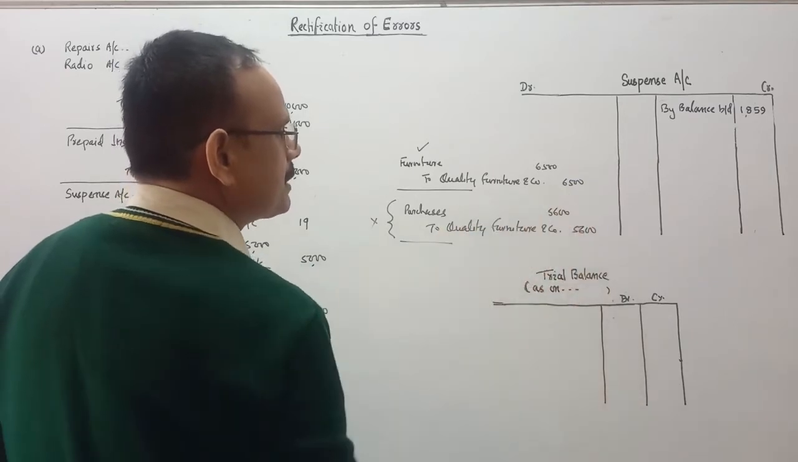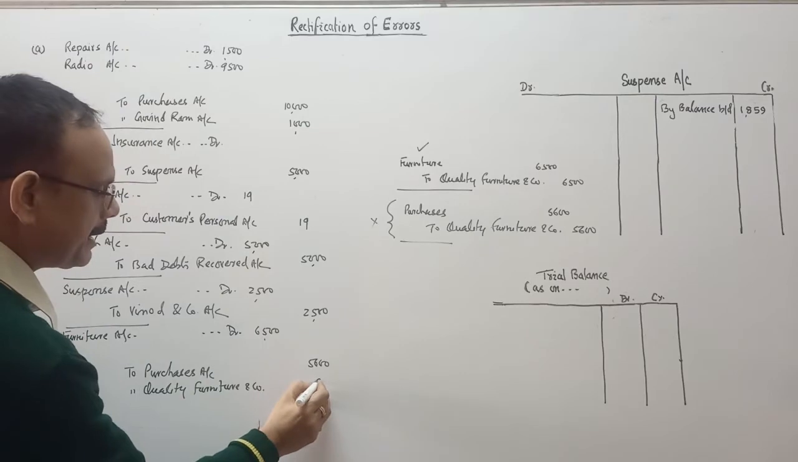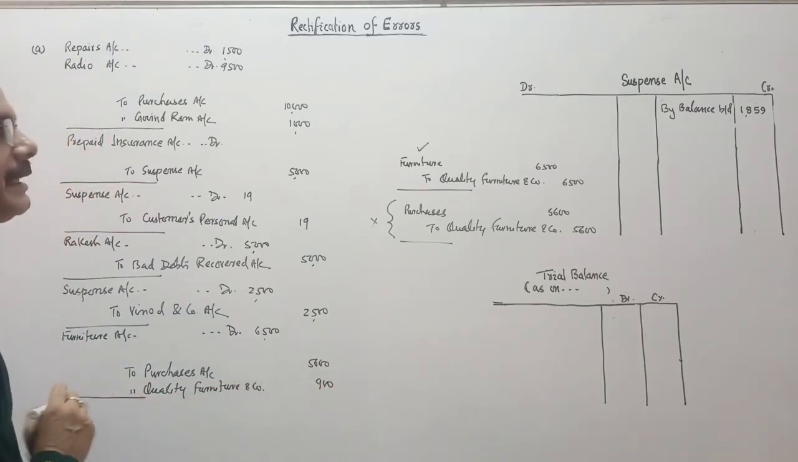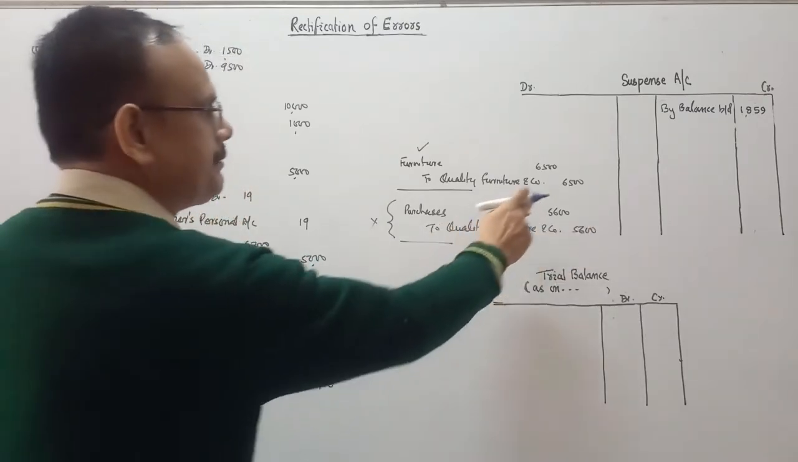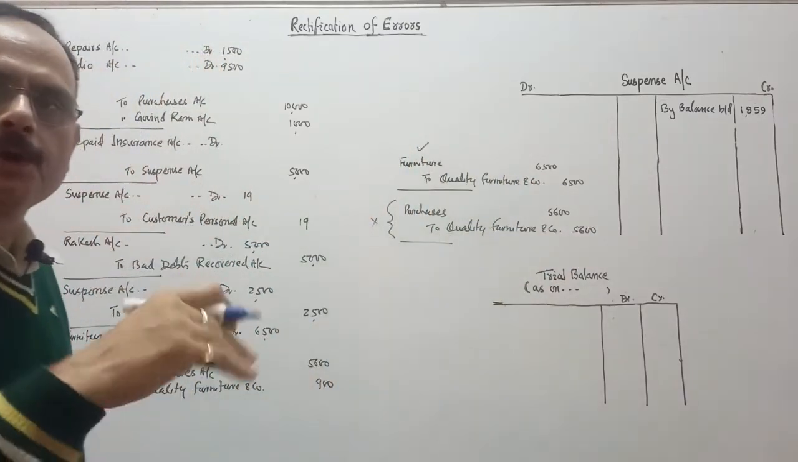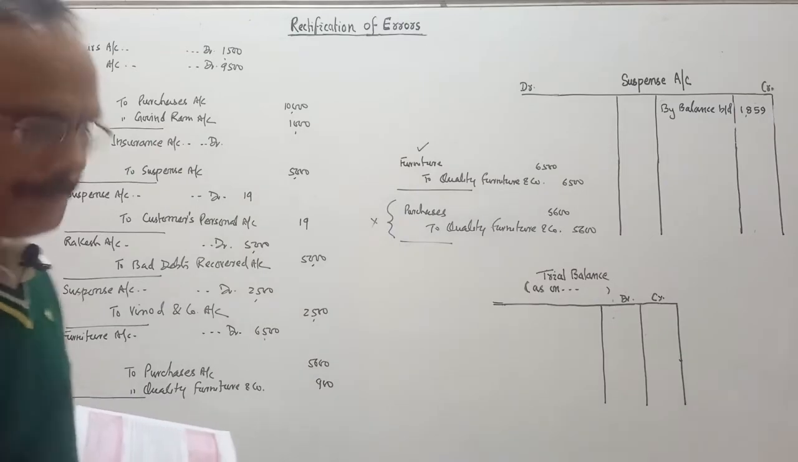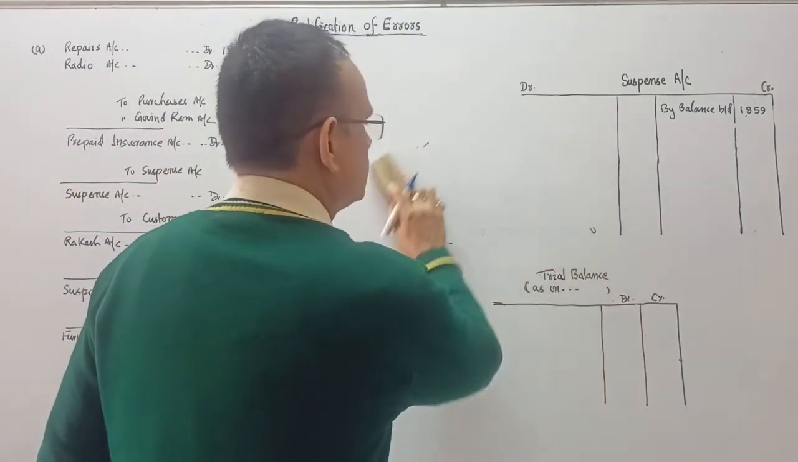So the additional amount is how much? The additional amount is 900. We have to credit 900 rupees in Quality Furniture, then it is 6500: 5600 plus 900 is 6500. The right entry will come automatically. So, purchase account debit to Quality Furniture and Company. So this rectification is clear.